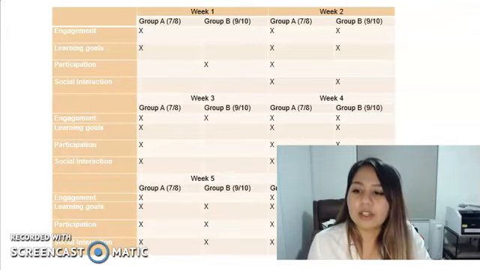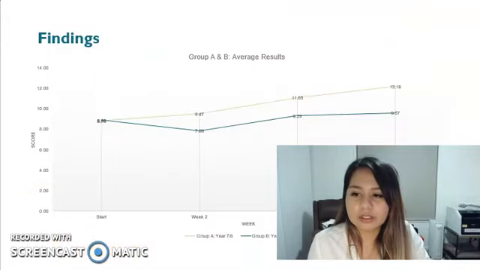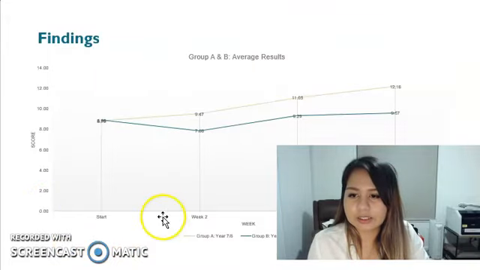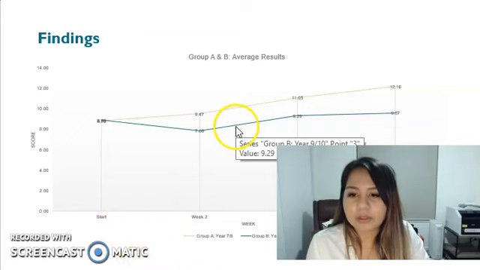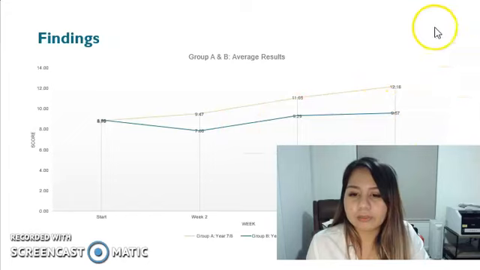So the next thing I found, you'll see in this table the results, and this is just the average test scores of Group A and B, the orange line being Group A, the blue line being Group B, and you can see that Group A did much better than Group B, significantly, which is great. We'll move on to the next one.